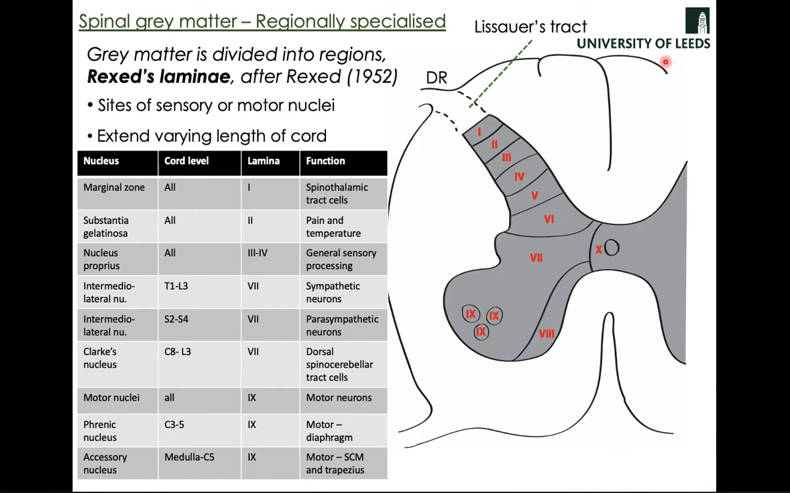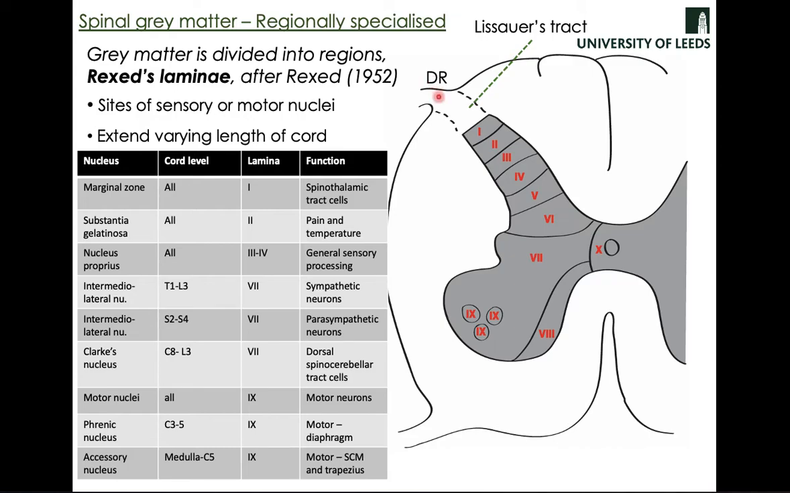So that gray matter in the spinal cord, all of this inside gray matter, it can be regionally divided into specialized lamina. So Rexed in 1952 organized the regions of the gray horn into lamina. So we call them Rexed lamina, based on the cellular composition at each of these levels. And of course, that correlates with function.